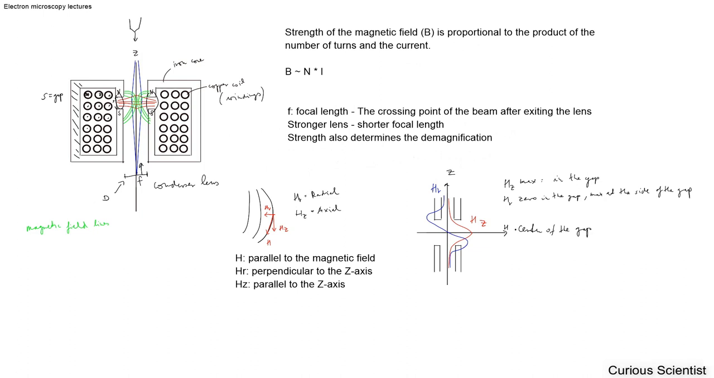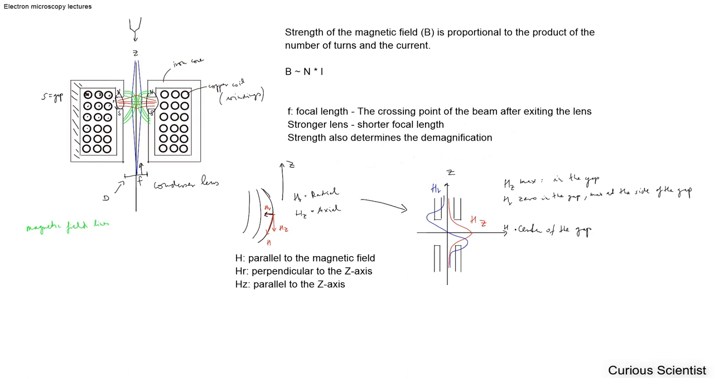And if we take a look at this magnetic field, we can split it up into two components. We have these equipotential lines, along which the magnetic field is the same. And then at each point, you have a radial and an axial component. As you can see, the radial component is here, perpendicular to the z-axis. The z-axis is running like this, so that's basically the path of the electron beam. And then, of course, the z component of the magnetic field will be parallel to this axis.